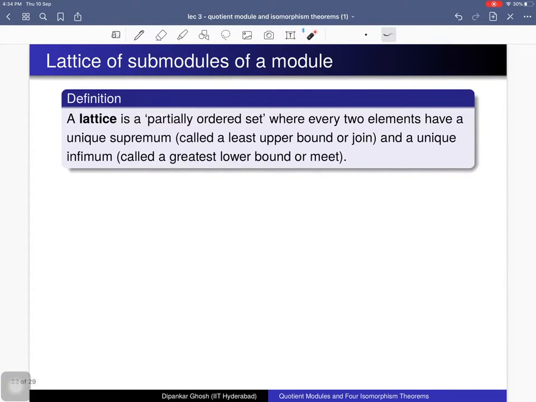Next we will discuss our fourth isomorphism theorem, and we call that the lattice isomorphism theorem. So first we should recall the definition of a lattice. What is a lattice? It is a set with a partial order, we call it a partially ordered set, where every two elements have a unique supremum. What is the meaning of that? It is just that every two elements should have a least upper bound, or join, and a unique infimum, that is greatest lower bound, or meet.